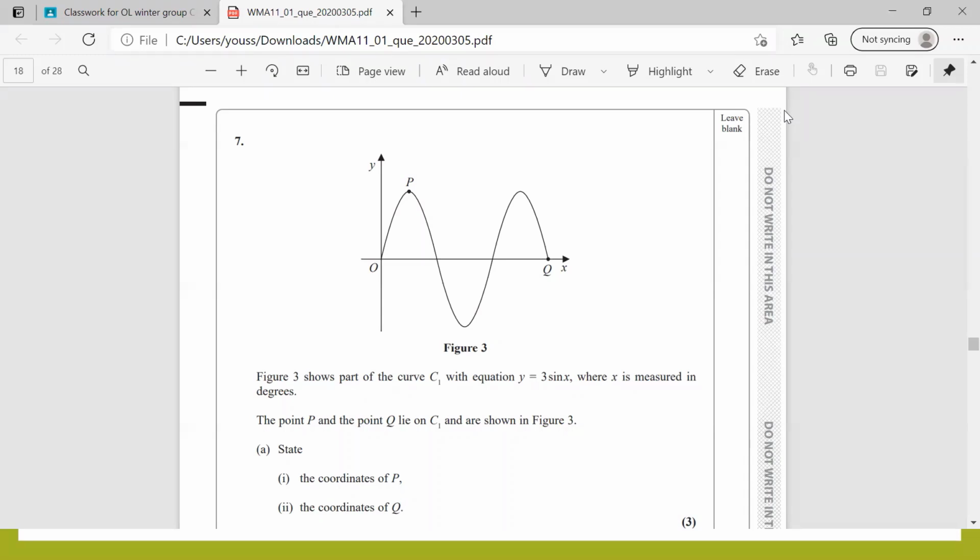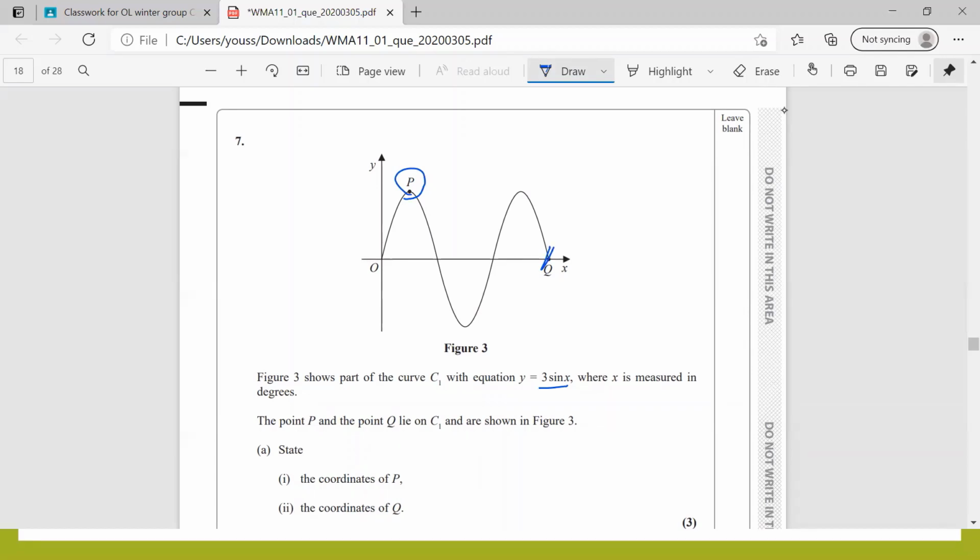The point P and the point Q lie on C1 and are shown in figure 3. We need to find the coordinates of P and the coordinates of Q. So as you see here, this is the maximum point in this graph. This is the maximum of the new one, and here we have the ending in here, where it stops on 0.